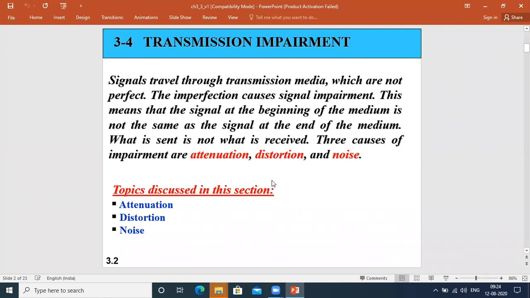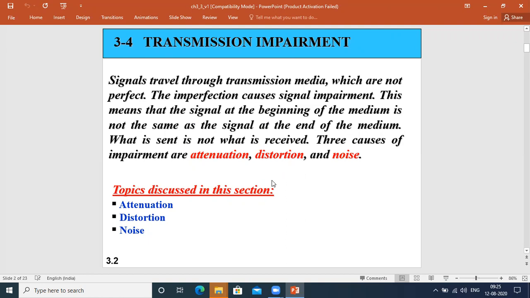Transmission impairment means the signal we have to send is not sent correctly. If the signal travels through some transmission media which are not perfect, that is called transmission impairment. Imperfections cause signal impairments. This means the signal at the beginning of the medium is not the same at the end of the medium.